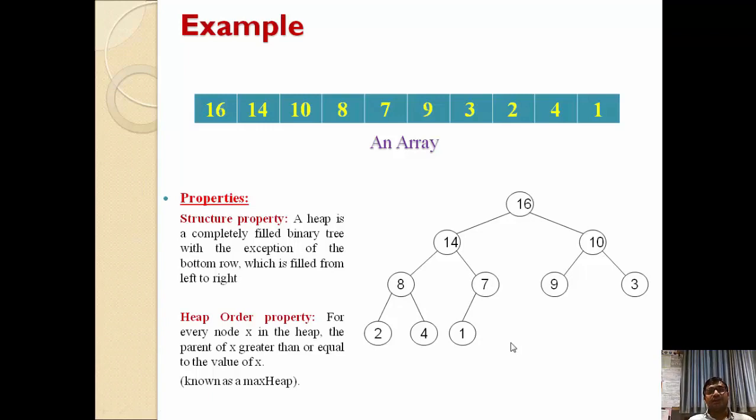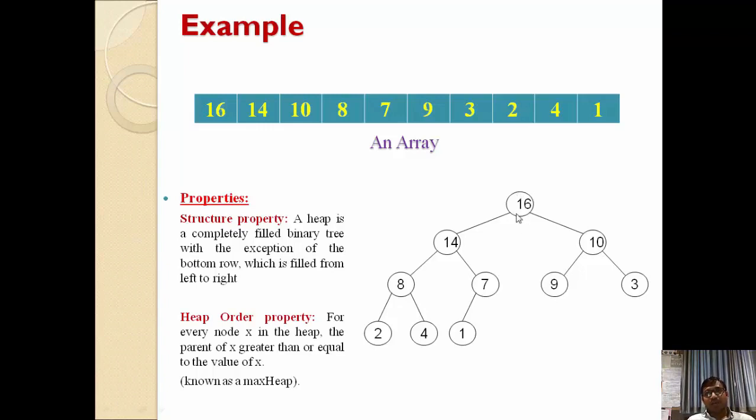So simply we can say in our tree the total number of nodes is n. Suppose how many nodes are there? 1, 2, 3, 4, 5, 6, 7, 8, 9, 10. Total 10 elements, 10 nodes are there in this tree. Then n is equal to 10, right? So n divided by 2, 10 divided by 2, is equal to 5.